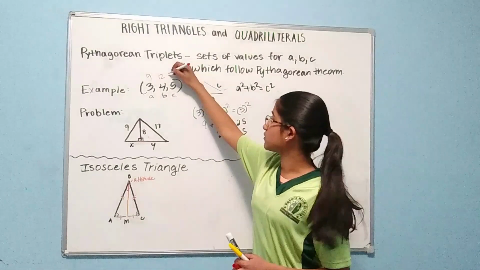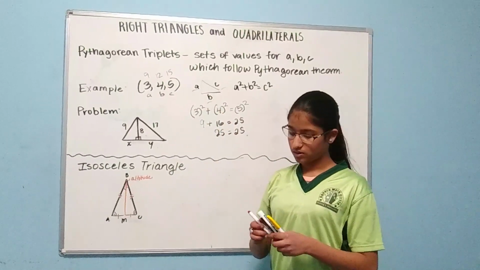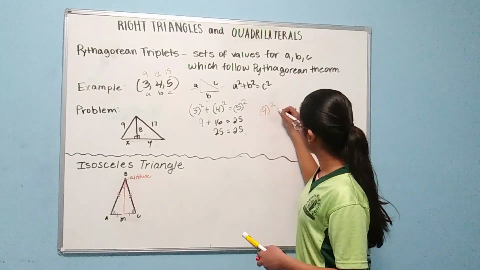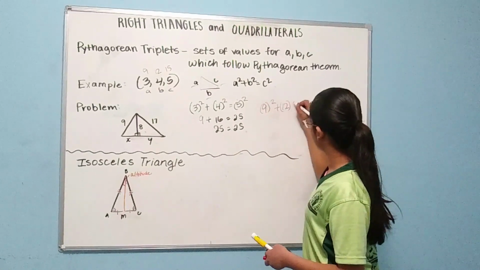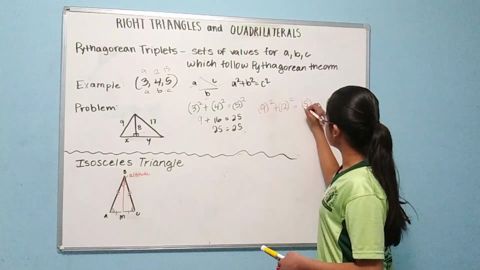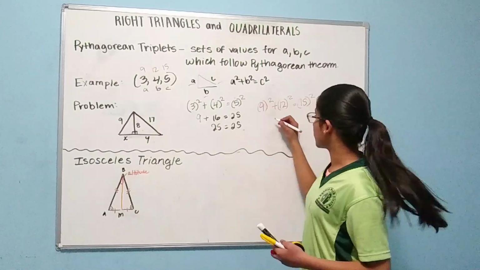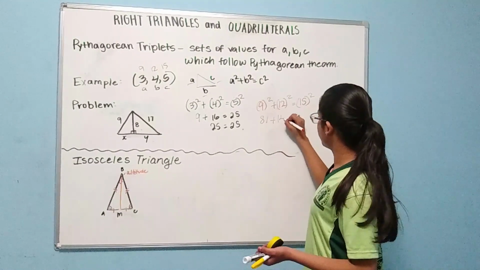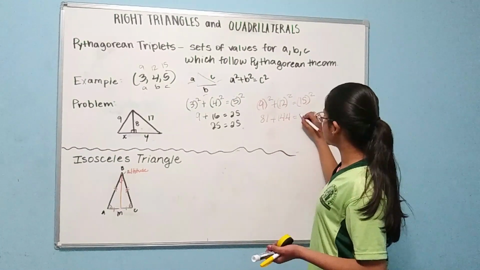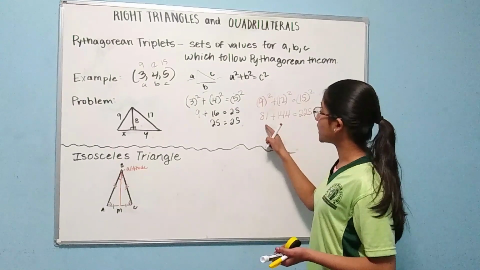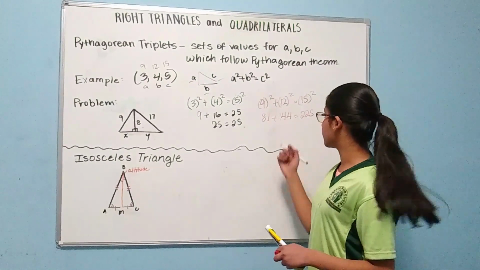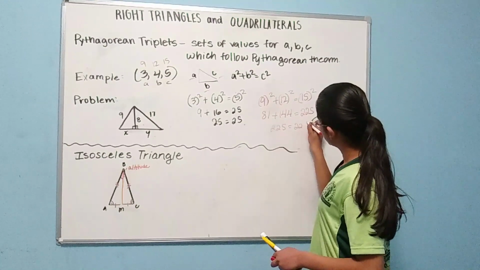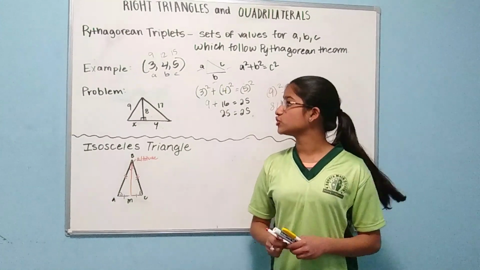And 5 times 3 is 15. So, according to that, 9 squared plus 12 squared should equal 15 squared. Well, 9 squared is 81. 12 squared is 144. And 15 squared is 225. So 81 plus 144 should equal 225. And yes, it does. So that is actually true.